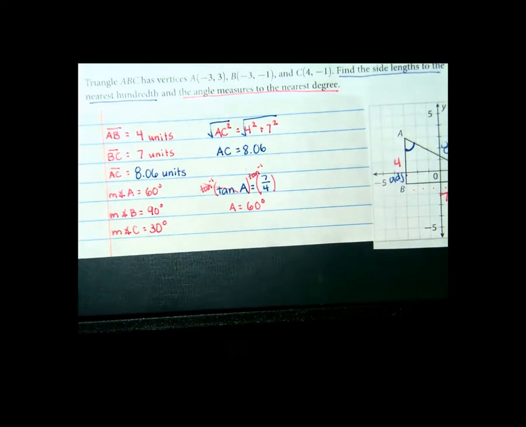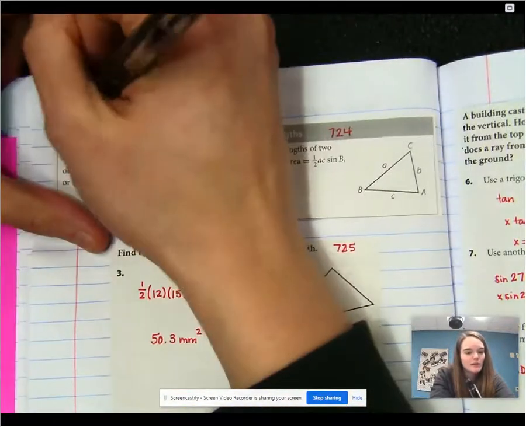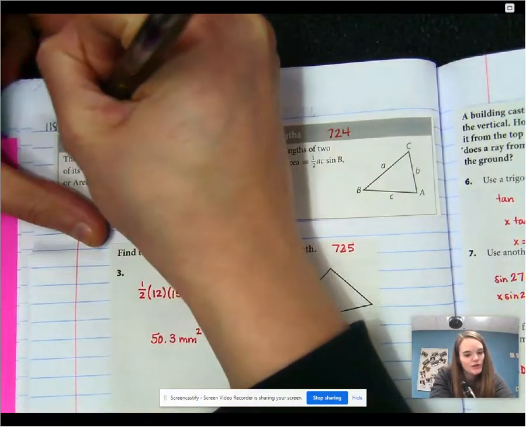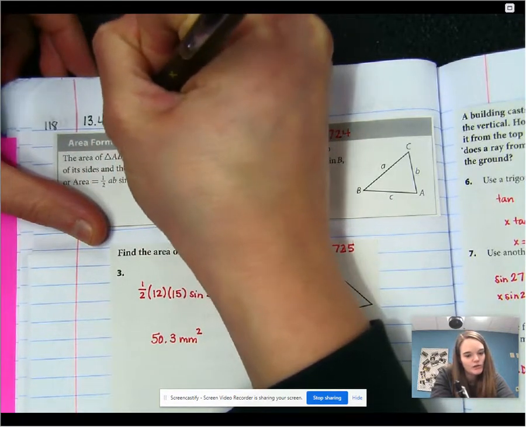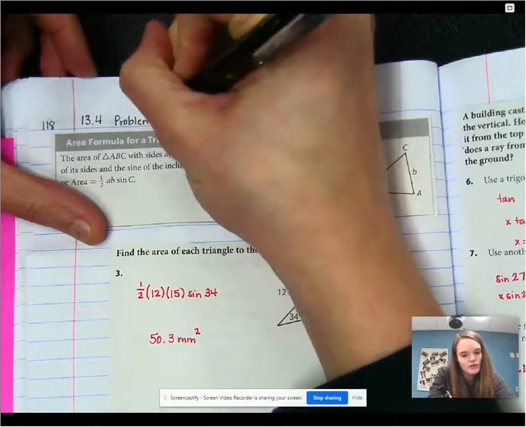I like doing it on a grid a lot better. It goes really quick. Because the only thing I had to use a trig ratio for was one of the angles. All right, I'm going back and labeling my 118 and 119. 118 is 13.4. Problem solving with trigonometry.